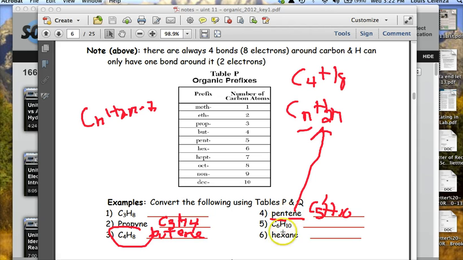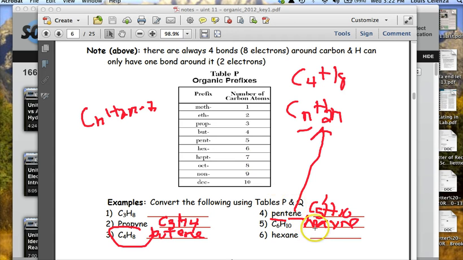Next one is C6H10. I know it's not an alkene because it doesn't have twice as many hydrogens as carbons. And I know it begins with 6, so it's going to begin with hex. So I believe it's going to match the alkyne with a Y, which is this one here. So if I plug 6 in here, 6 times 2 is 12, minus 2 is 10. So it's an alkyne with a Y, so it's hexyne.